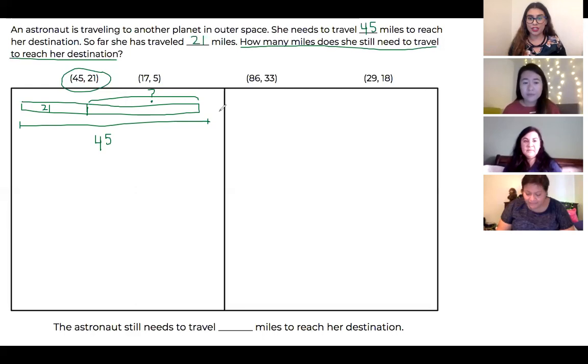So right now, teachers and friends at home, is your working time. So I want you to use an efficient strategy to figure out how many miles the astronaut needs to travel to reach her destination. So friends at home, you can press the pause button to give yourself more working time. And teachers, if you can just put a thumb up when you are ready. I'm gonna have 2 people share their strategies, so be ready because I might call on you to share.